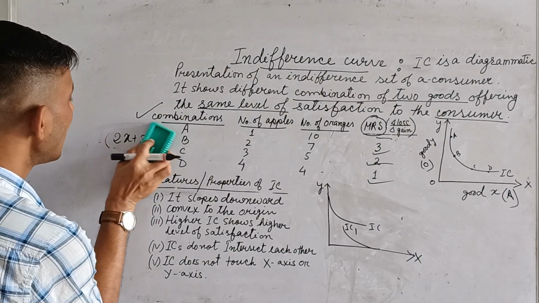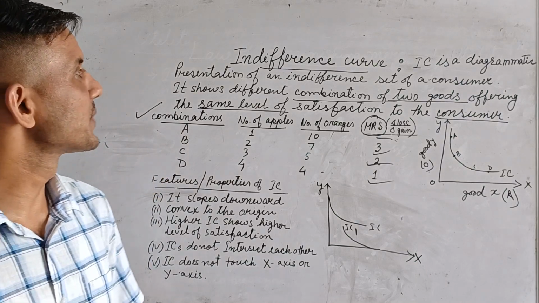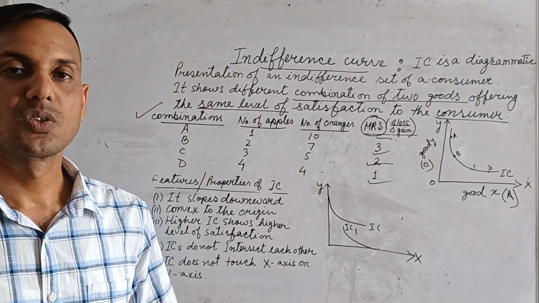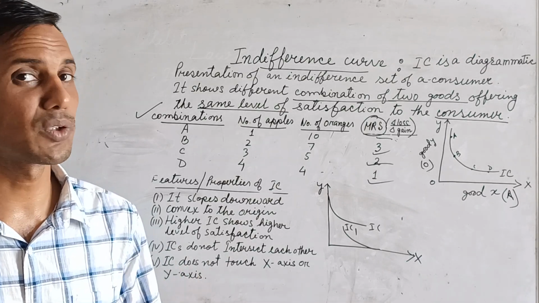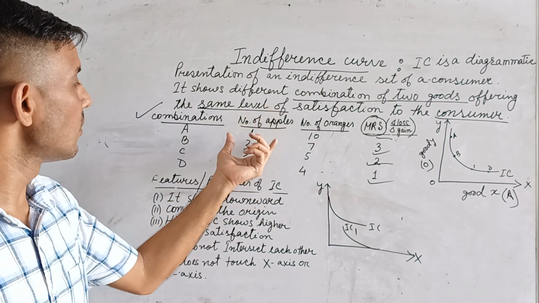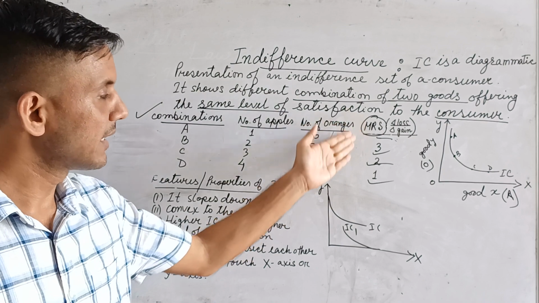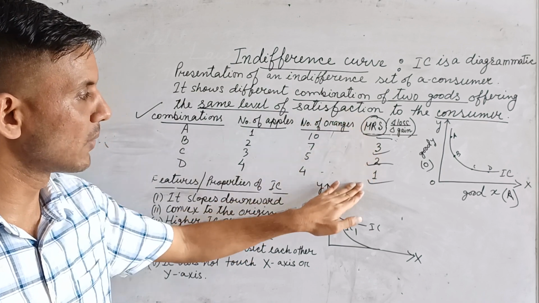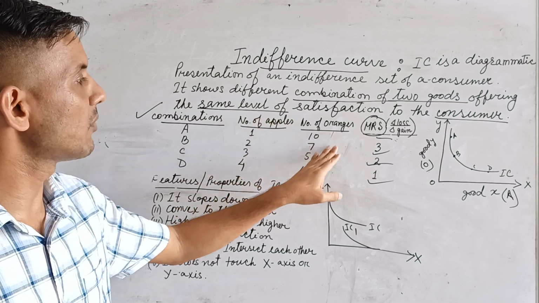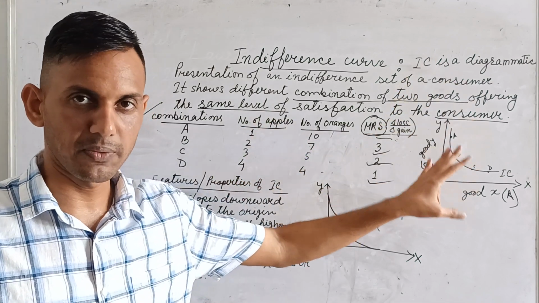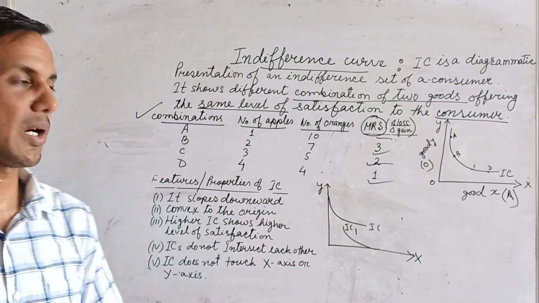So this is the indifference curve and the properties of the indifference curve. Quickly, you see, the indifference curve shows the combination of two goods that can give an equal level of satisfaction to the consumer. When you want to consume more of one, you have to give up the consumption of the other product, then your marginal rate of substitution will decrease. And when you put the number of apples and number of oranges in a graph and join these points, you will get a curve. This is called the indifference curve.